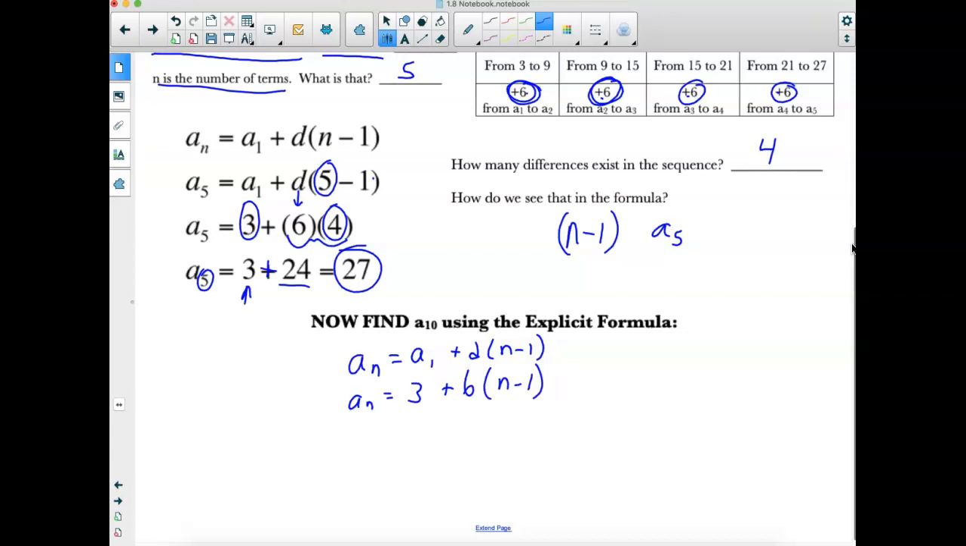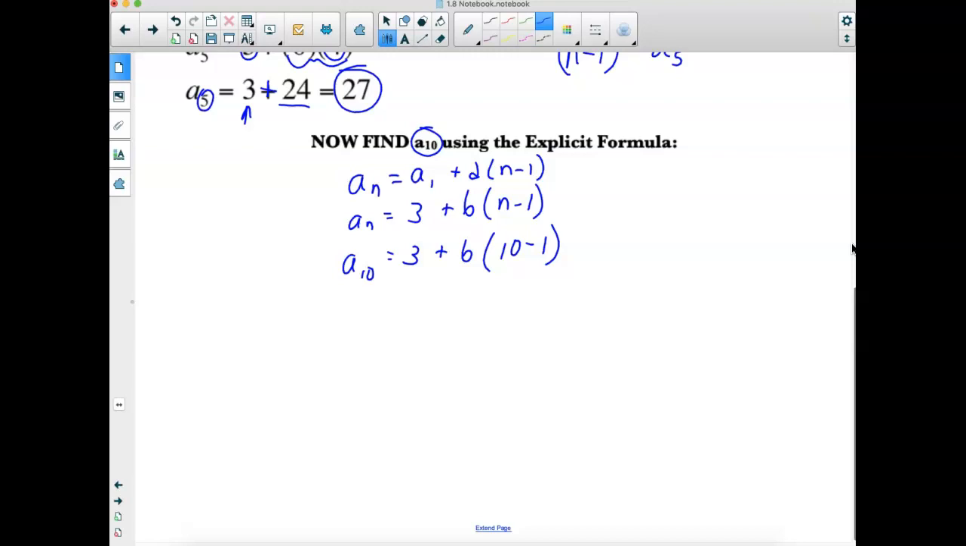Now, what is n? N is the term number we're looking for. So if I want to find a sub 10, a sub 10 is going to equal 3 plus 6 times 10 minus 1. Hopefully it's obvious that to find the 10th term, we had to use the common difference 9 times. So that's 3 plus 9 times 6. 9 times 6 is 54. So a sub 10, my 10th term, would be 57. That's how you would use it.